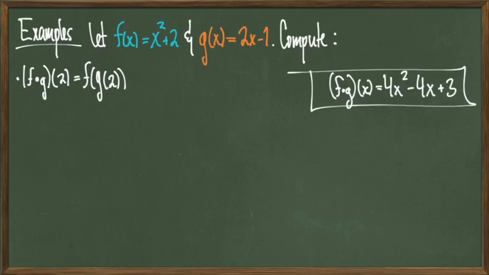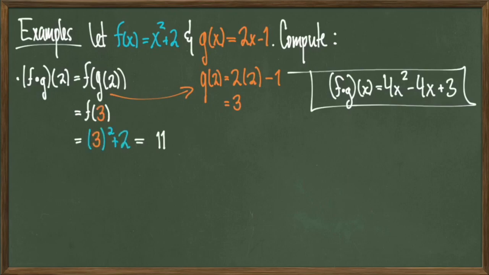When you're doing function compositions, you're basically starting at the number that you're evaluating at and work your way outside. So since I'm computing f of g of 2, off to the side here, I'm going to figure out what g of 2 has to be. By definition, g of 2 equals 2 times 2 minus 1, which comes out to 3. So I will replace f of g of 2 with f of 3. And now I can evaluate f at the point 3, which gives me 3 squared plus 2 equals 11.